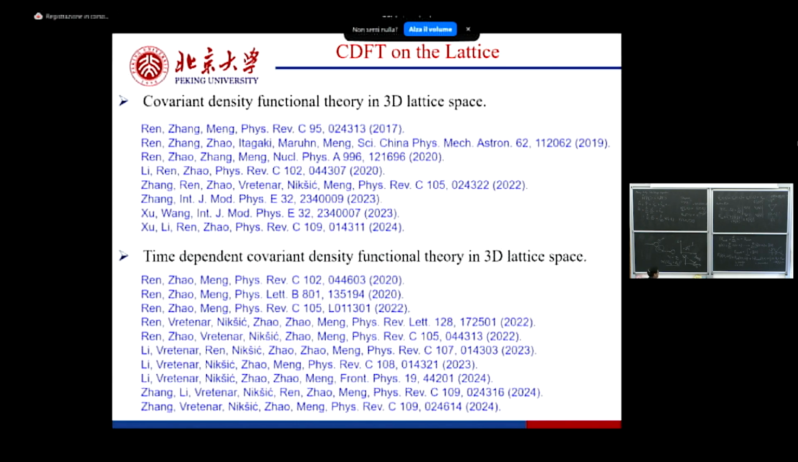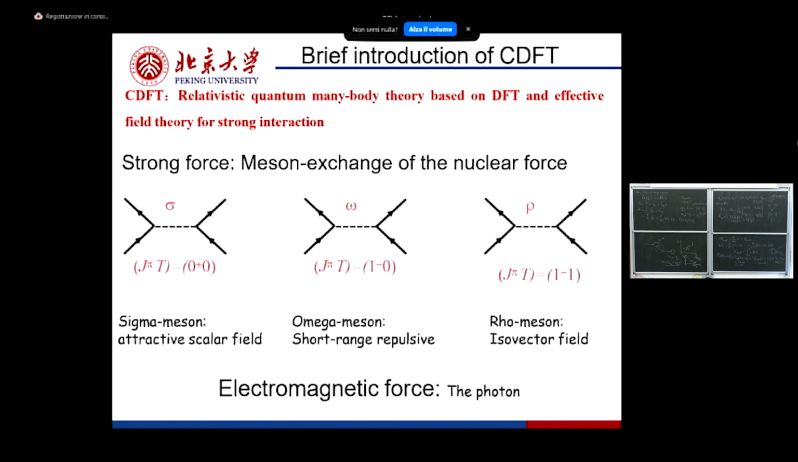And then on top of that, if we develop the time-dependent covariant density functional, we can also use that to study, for example, nuclear fission. And we can also apply that to nuclear reactions, like the multi-nucleon transfer reaction, which is very important for the synthesis of superheavy elements. So essentially, that is the present status of the relativistic density functional. I hope from this development you get the feeling that the relativistic mean field approach can describe not only the ground state but also the excited state properties.